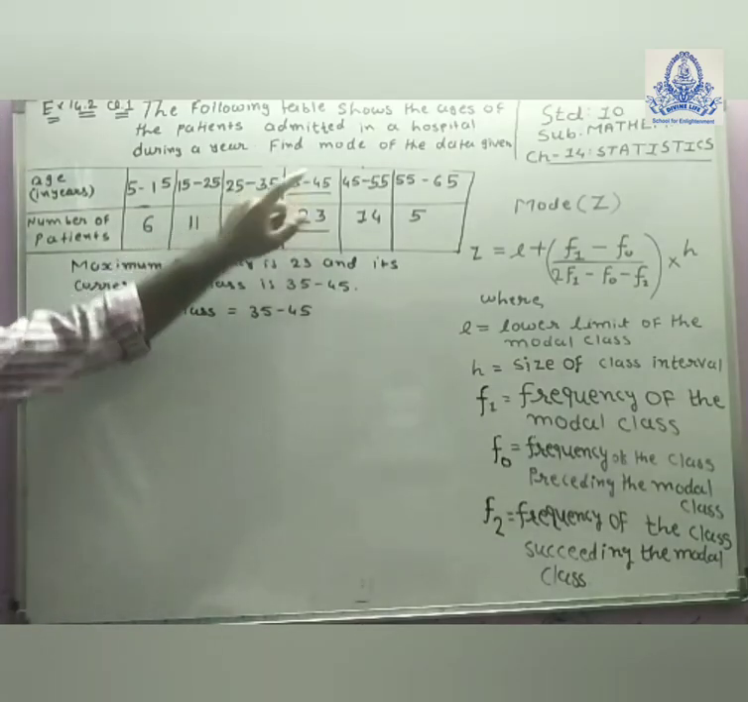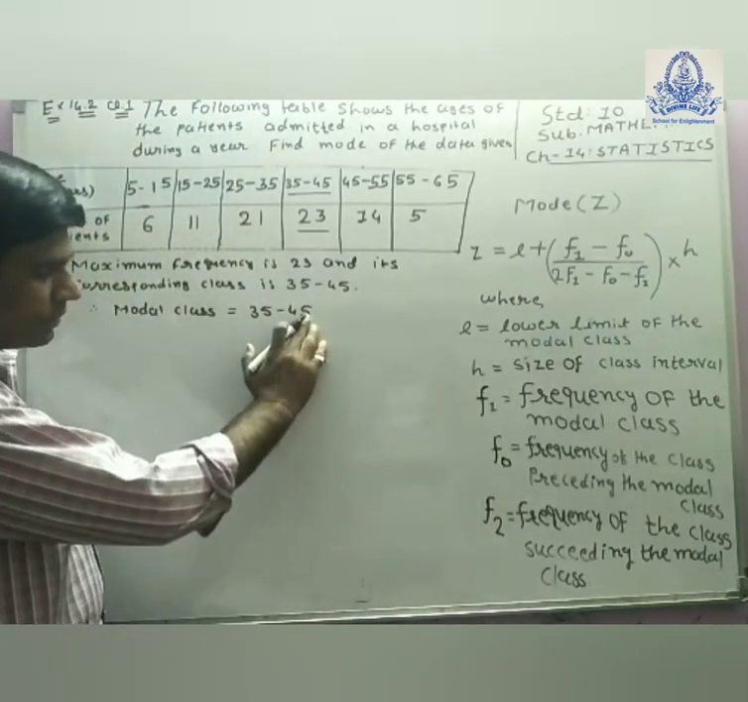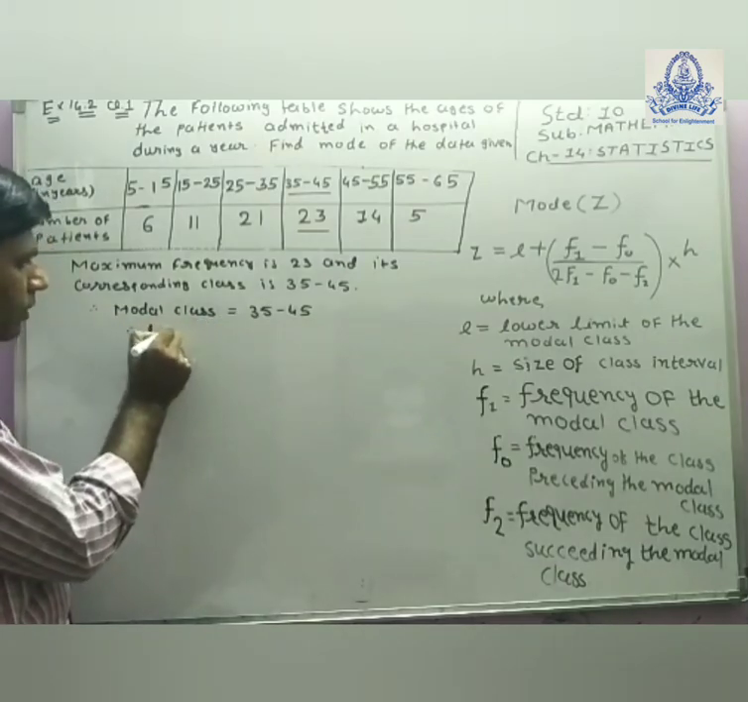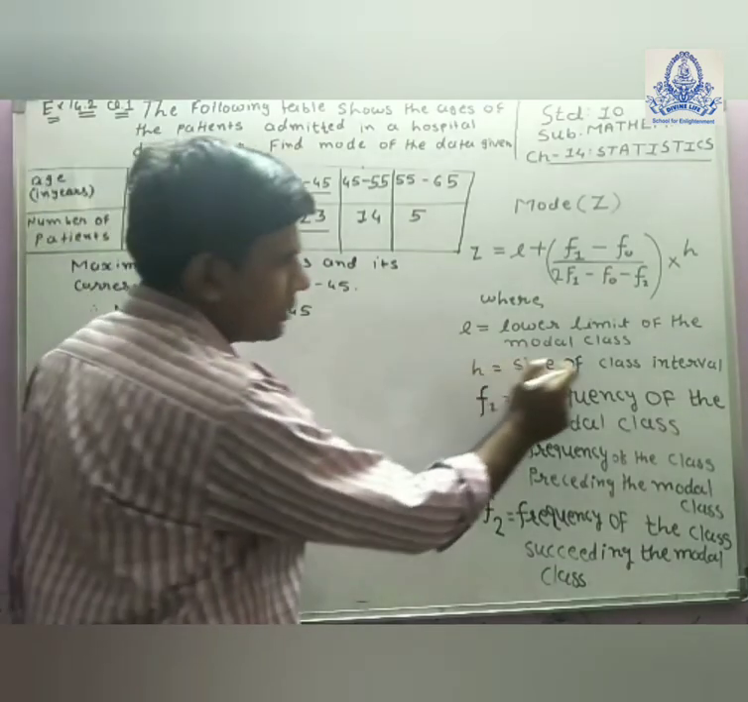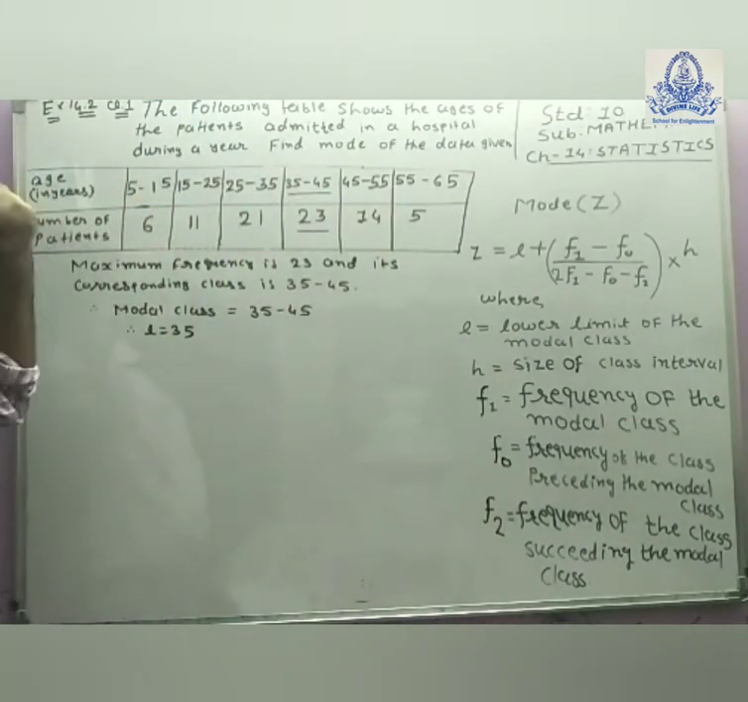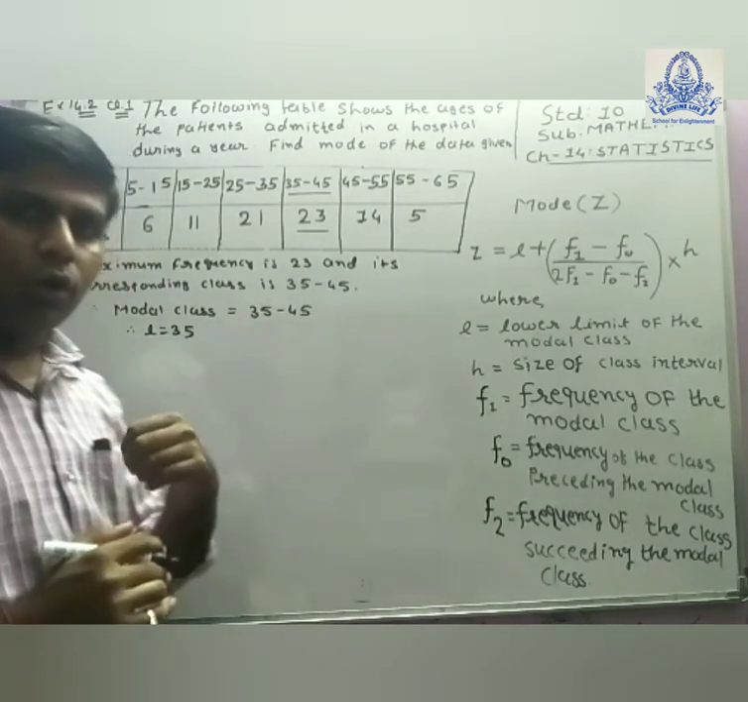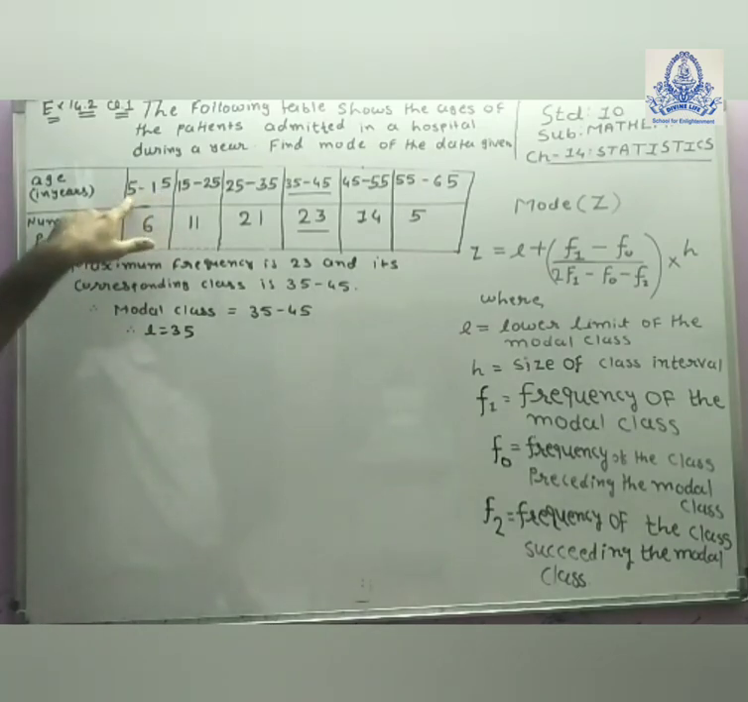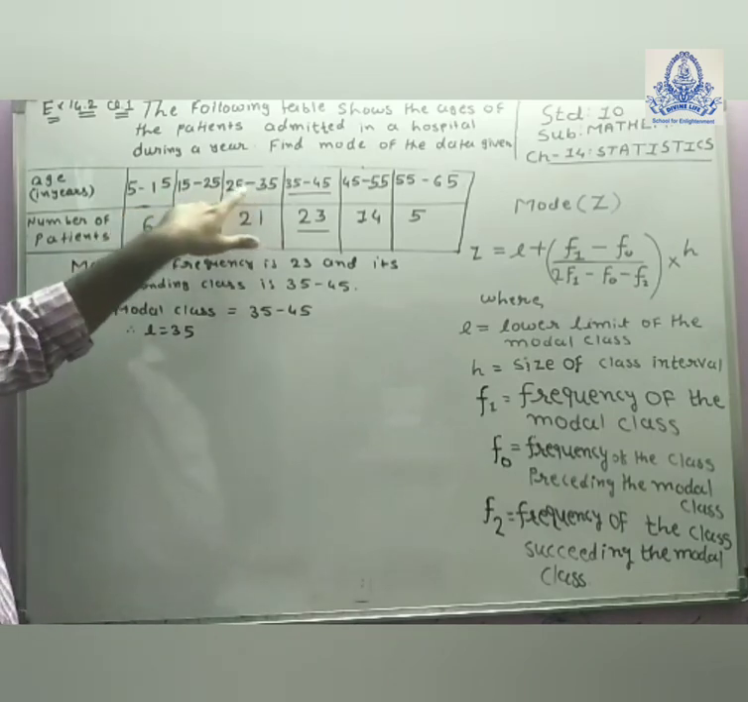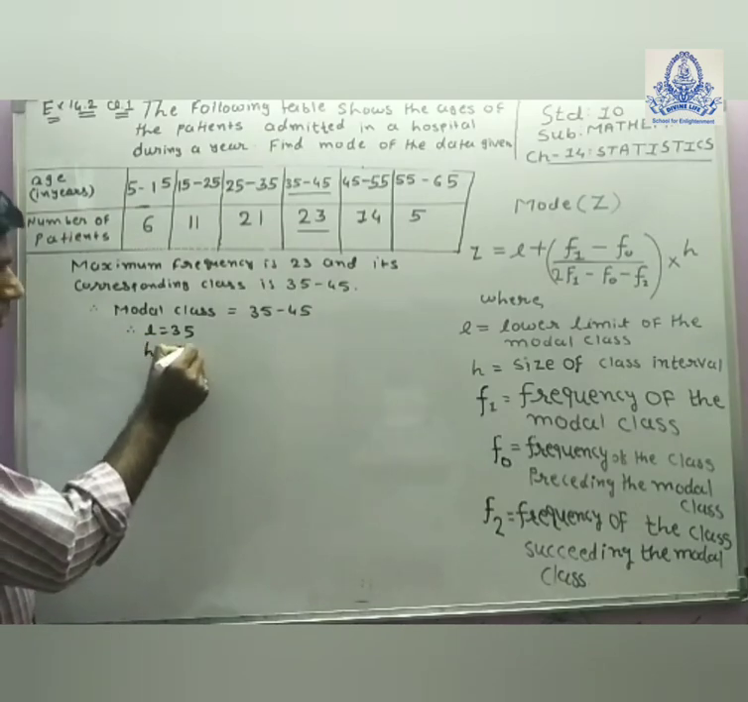Now we will get all the values. First is L, the lower limit of the modal class. This is our modal class, this is the upper limit, this is the lower limit. So what is the lower limit? 35. Therefore L equals 35. H, size of the class interval. In each class you find that the class size is 10. How can we find it? Class size is upper limit minus lower limit. So 15 minus 5, answer is 10. 25 minus 15 is 10. 35 minus 25 is 10. So our class size H is equal to 10.